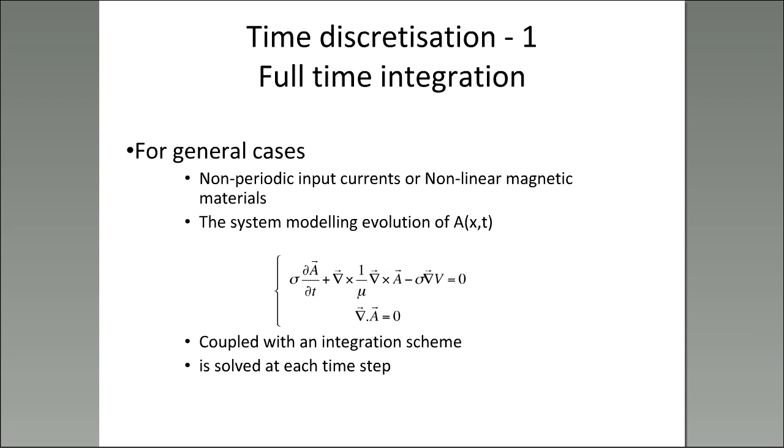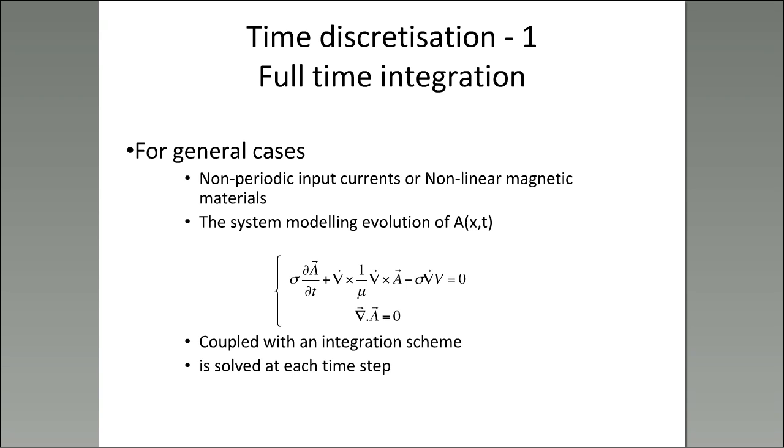you are going to solve the system, for instance, if you use the AV formulation which I showed previously, the evolution equations for A, depending on the location and the time. You are going to solve it at each time step, so you are going to discretize the period of the input current with 32 or 64 time steps, and then you are going to do an integration scheme at each time step to access the value at the next time step. And so this, of course, is the most general case, and so it works in every case.